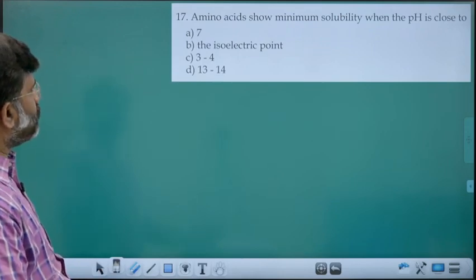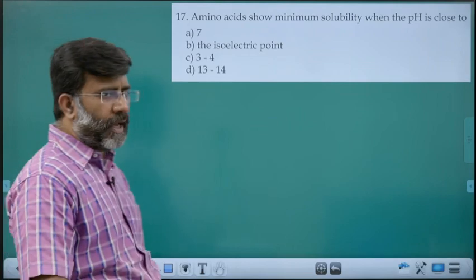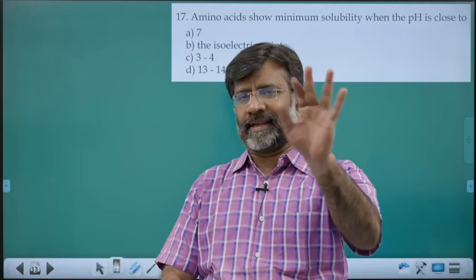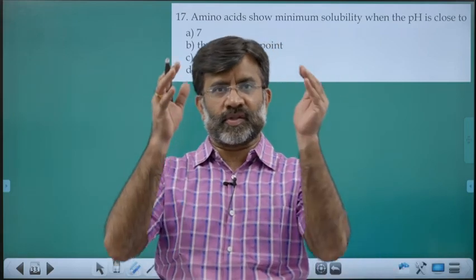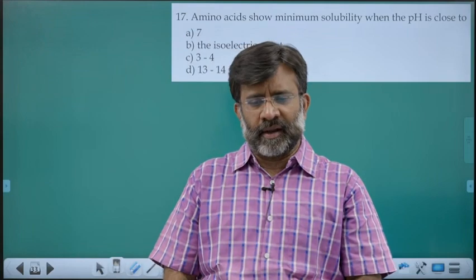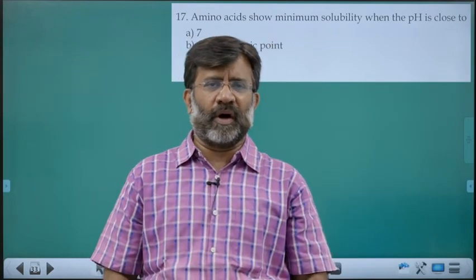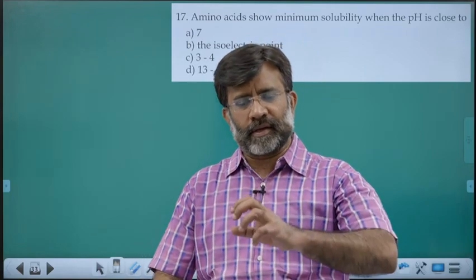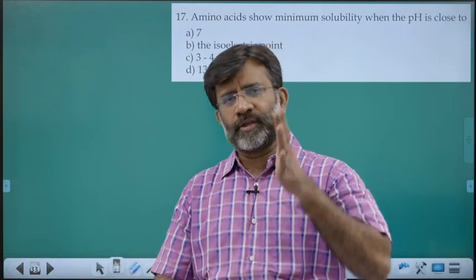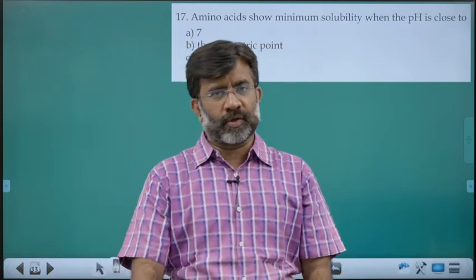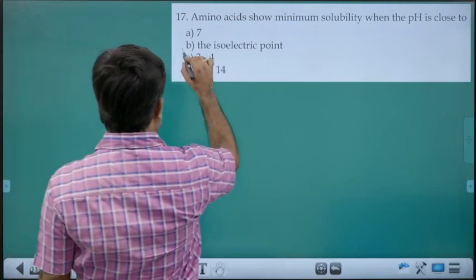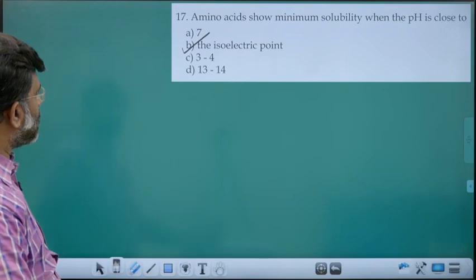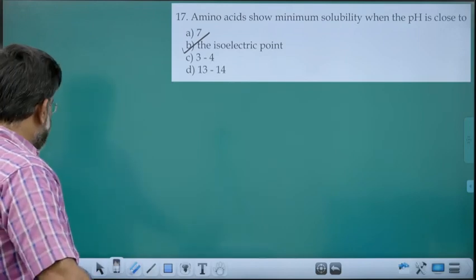Amino acids show minimum solubility when the pH is close to... You see, amino acids we separate at the isoelectric point because at the isoelectric point it exists as a zwitterion and is more like a salt. Amino acids are basically not showing the properties of amines or acids; they show the properties of salts, and that salt character is mainly exhibited at the isoelectric point. That is the pH where we separate them, and the solubility is minimum. It is separated as crystalline substances. Option B is the correct answer.